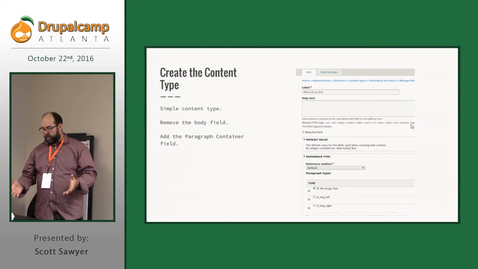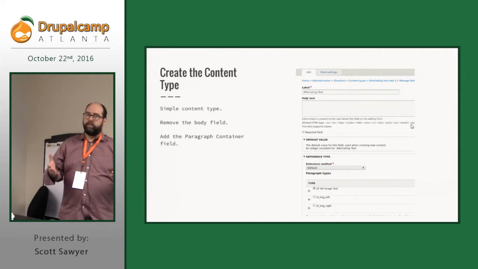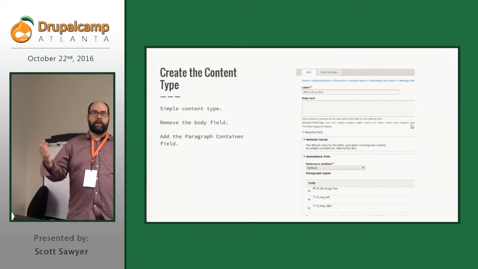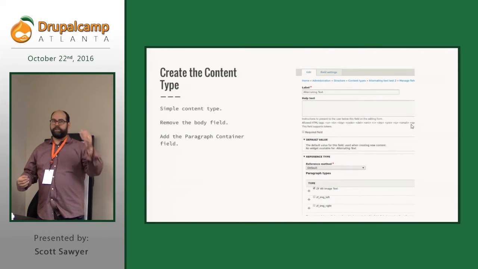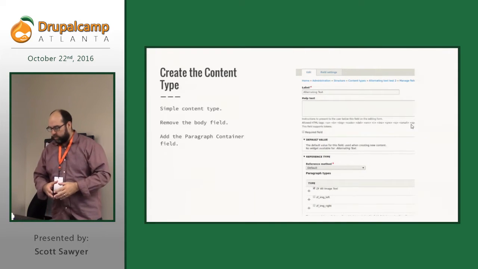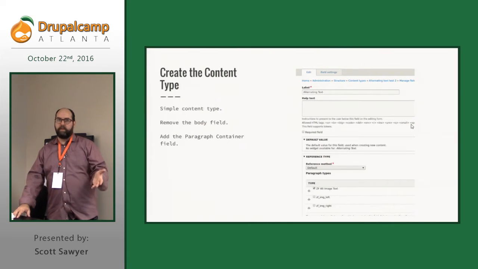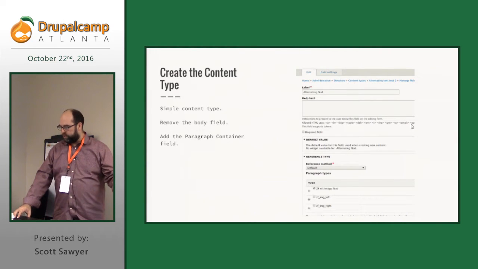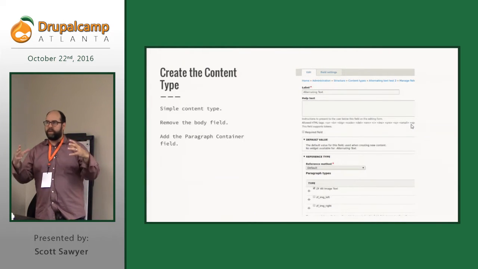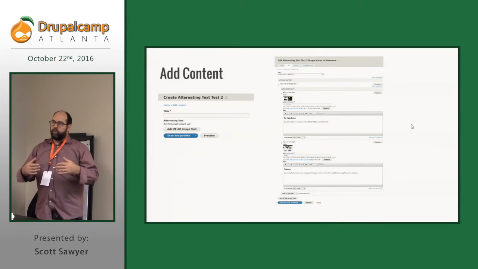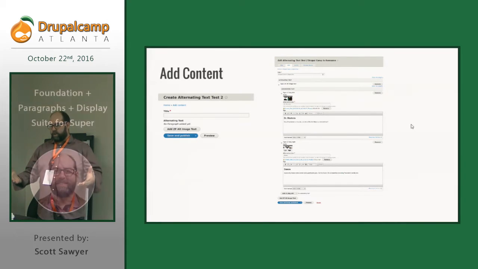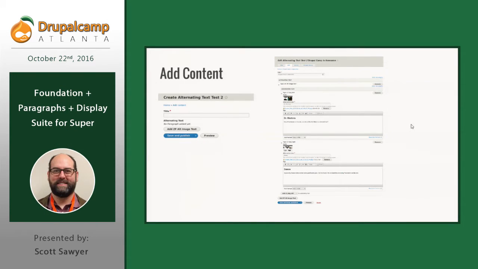So I'm going to create a content type, and I'm going to get rid of the body field. I don't need that field anymore. And I'm just going to add my paragraph reference field. Okay, so the paragraph that I'm going to reference is going to be my container paragraph. Once you've saved your content type, now you're going to go to add content.